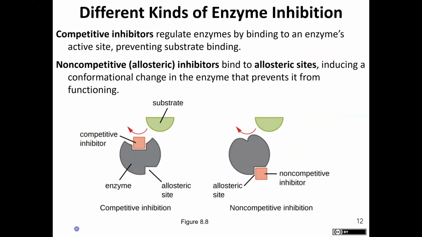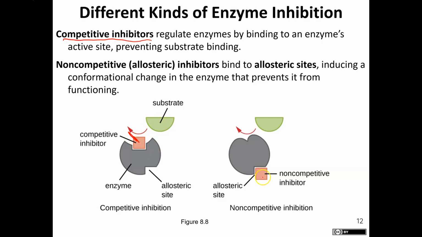So enzymes can have inhibitors. An inhibitor is something that's going to turn an enzyme off. So inhibitors can be competitive. Competitive inhibitors are substances that bind to the active site and cause the enzyme to no longer be able to bind. And so this is an example of competitive inhibition, where we have the active site bound by this molecule here, and then the substrate can't work.